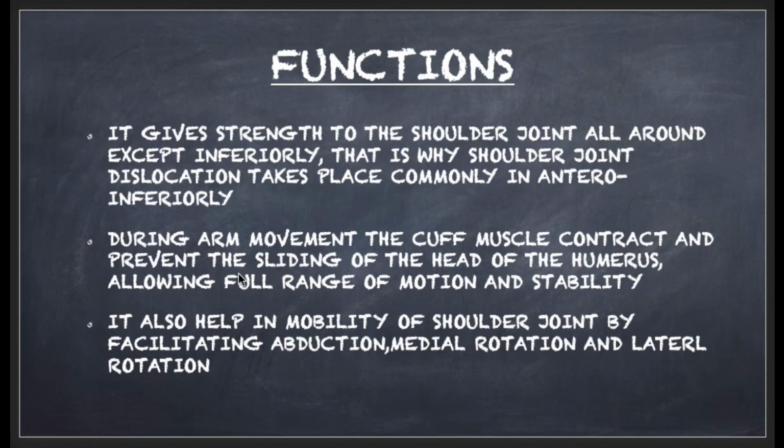Next, during arm movement, the cuff muscles contract and prevent the sliding of the head of the humerus, allowing full range of motion and stability. The third one is that it also helps in the mobility of the shoulder joint by facilitating abduction, medial rotation, and lateral rotation. So from these points, we have three key points. First of all, it gives strength to the shoulder joint. Second, it gives stability to the shoulder joint, and third, it helps in the mobility of the shoulder joint.